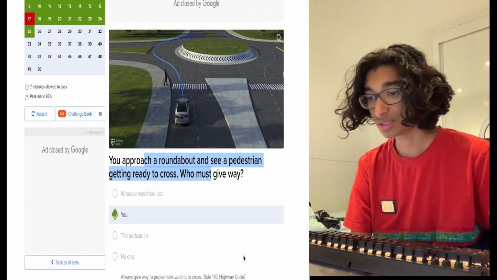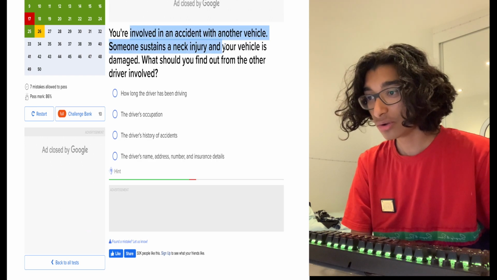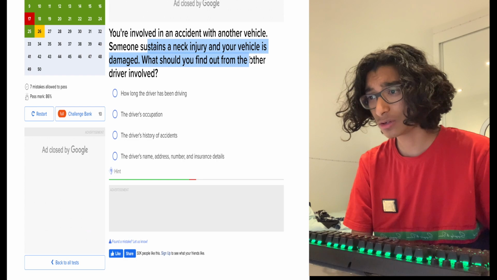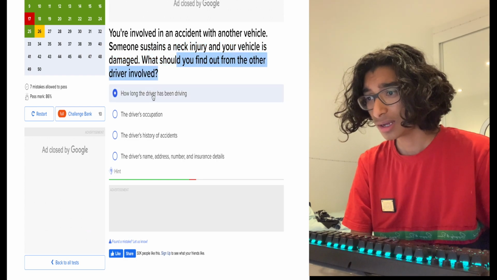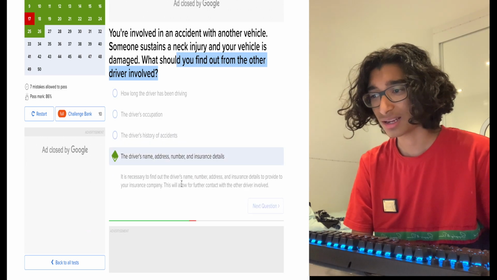Yeah, why not? Another yes. You're involved in an accident with another vehicle. Someone sustains a neck injury and your vehicle is damaged. What should you do? Handle the driver? No. Driver's history of accidents? No. Yeah, it has to be that one.